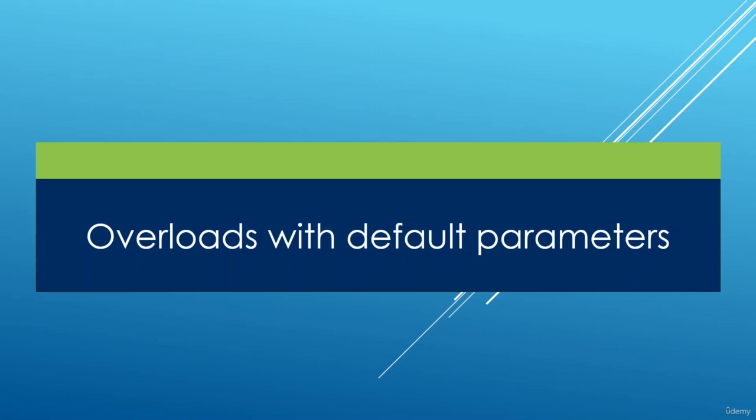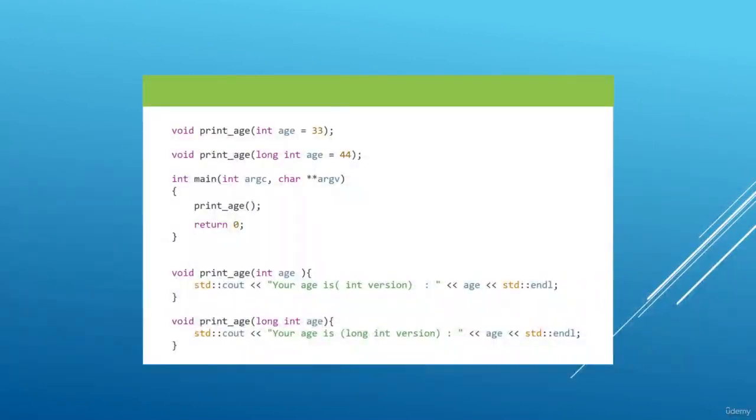In this lecture, I just want you to be very careful when you use function overloads with default parameters. We're going to look at a simple example to really drive this home. Here we have two functions. They are valid C++ overloads, and the name is printAge, and the parameters are of int and long int. These are different types in C++, so they are valid function overloads.